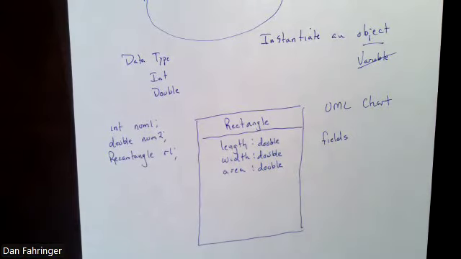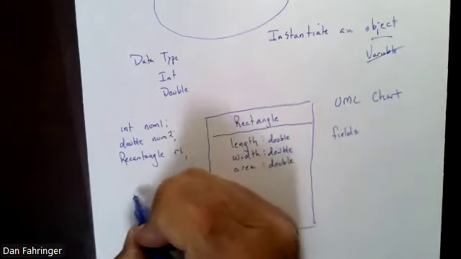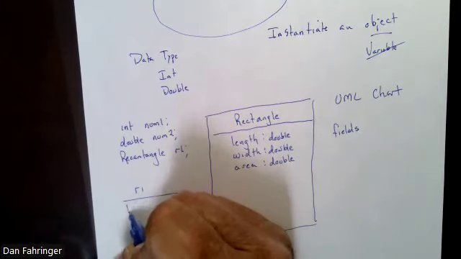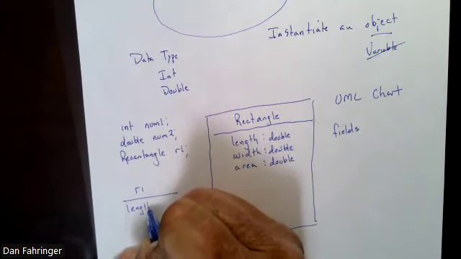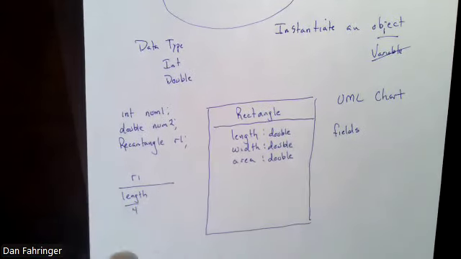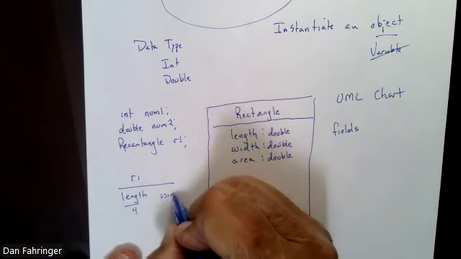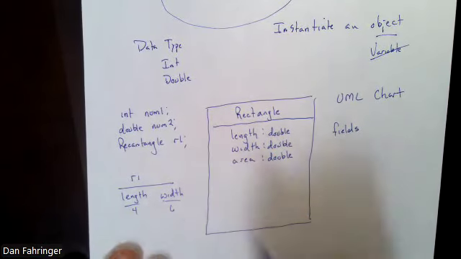Okay. So if the length is 4, so under r1, it has the field length, and we said it's 4, and width, and we said it's 6. What's the area?